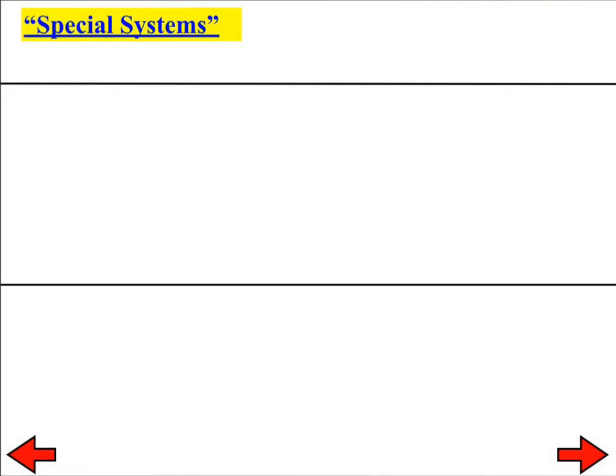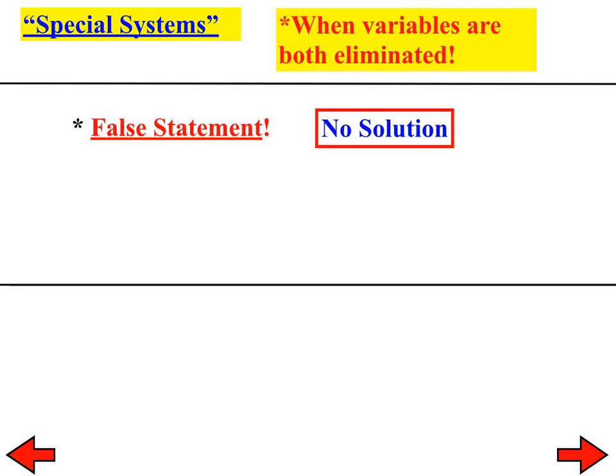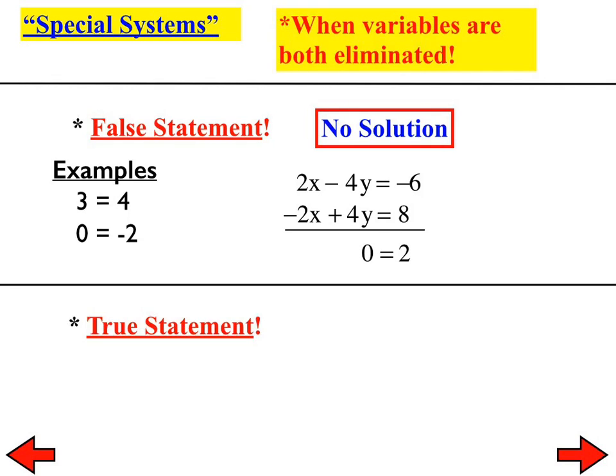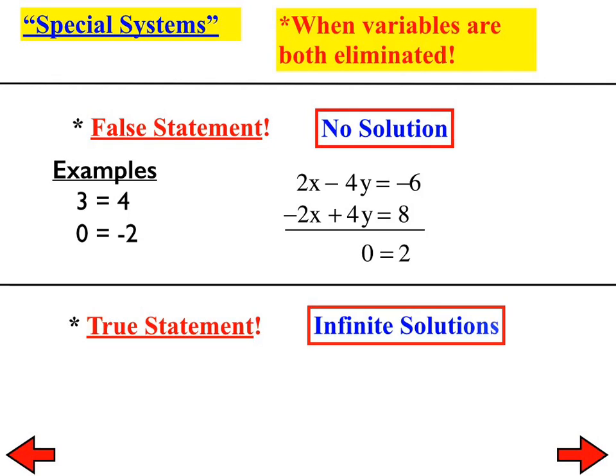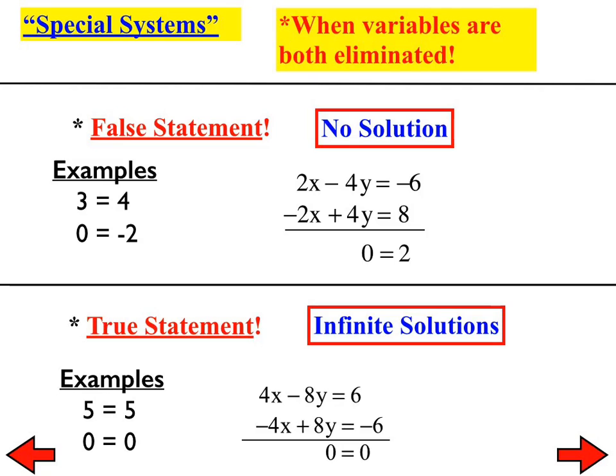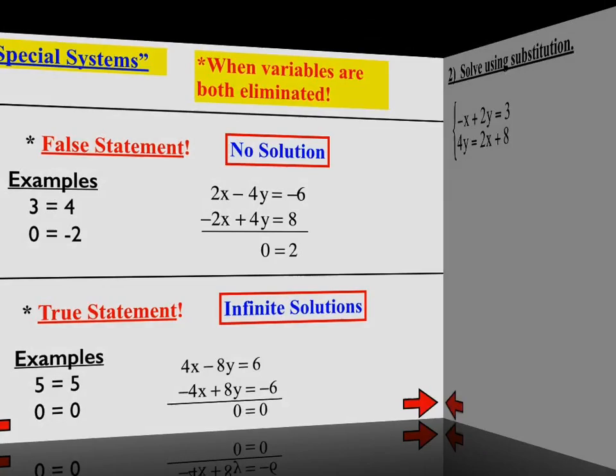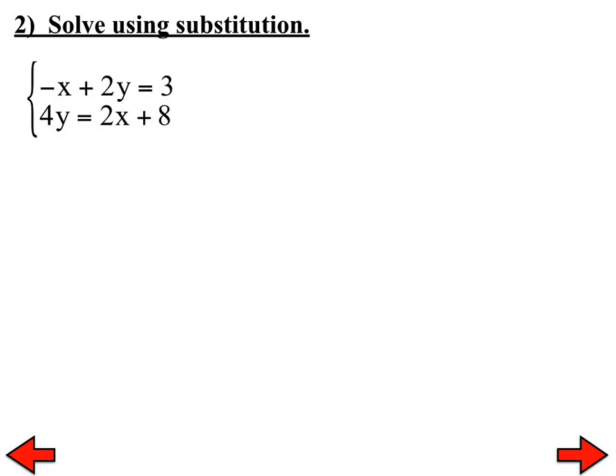So we also talked about this on that day. A reminder that if the variables cancel out, or they are eliminated, and we end up with a false statement, that gives us no solution, like in that example, or if they are eliminated and we end up with a true statement, that leads us to infinitely many solutions. So now we're going to do a little bit of practice of that.